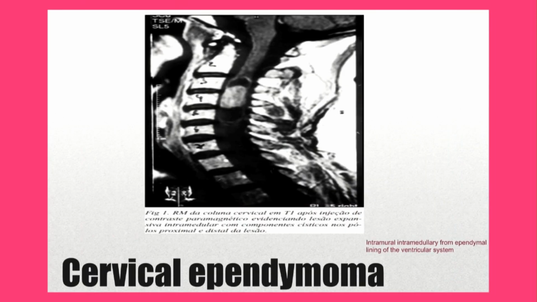Also, another type of tumor occurring in the cervical region is what's called cervical ependymoma. It is intramedullary, arising from the ependymal lining of the ventricular system. We see in this MRI a hyperintense lesion occupying the C3, C4 cervical spinal region, and this is mostly called cervical ependymoma.